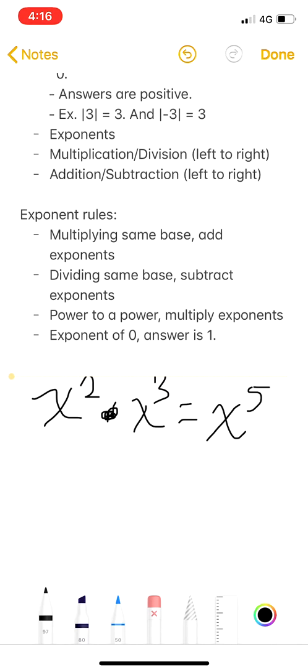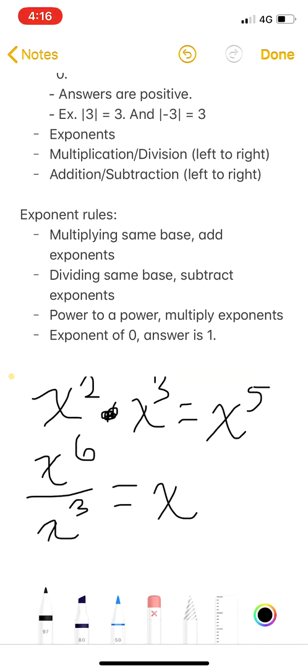All right. The next one is dividing. If you're dividing with the same base, you're subtracting your exponents. So if you have x to the 6th over x to the 3rd, you keep the base, which is x, and subtract your exponents. 6 minus 3 is 3. Do not divide those exponents. You're subtracting.